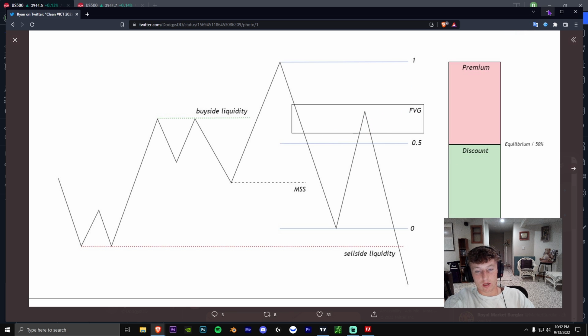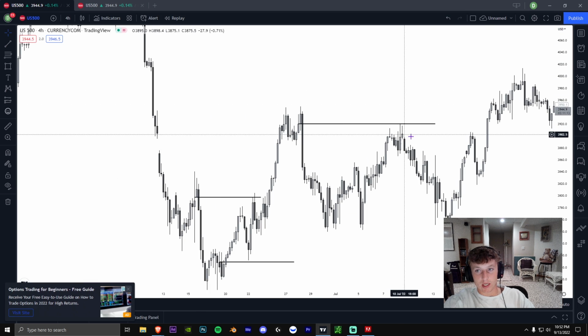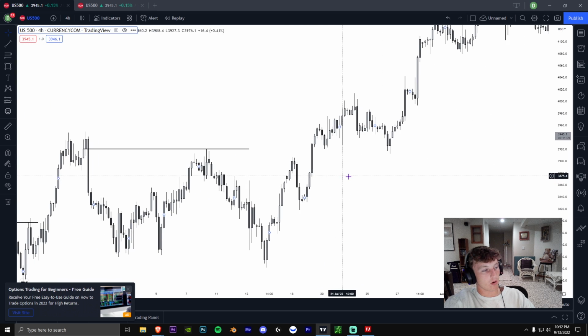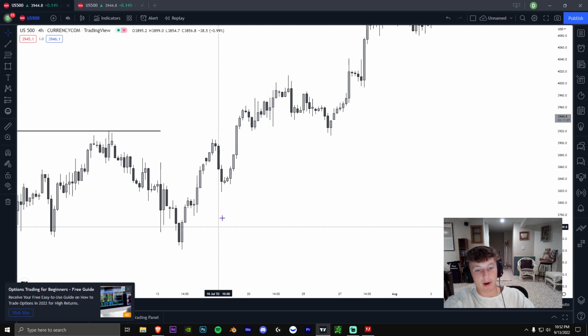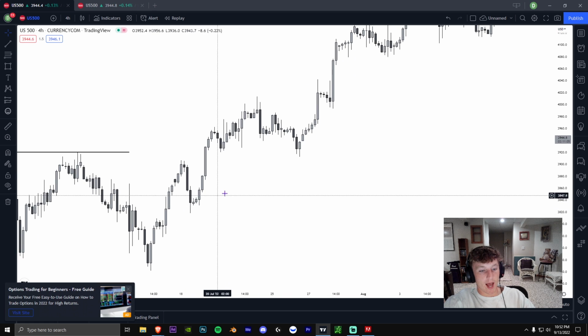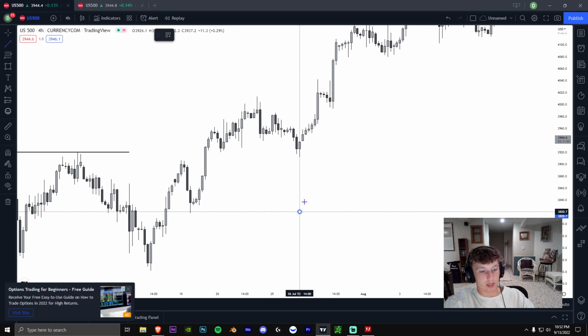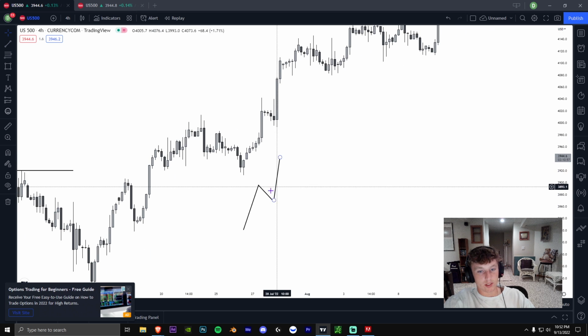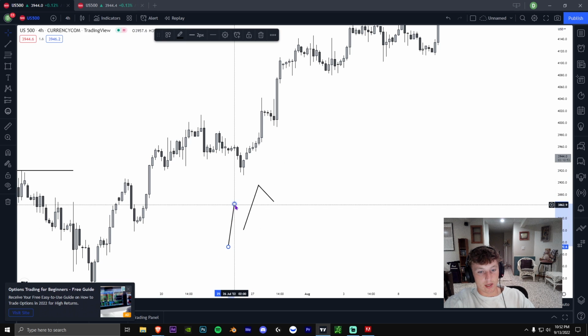So what does this mean? Basically, understanding market structure is going to be the first thing you want to understand. So hopefully you guys understand that. Basically what market structure is, if we're creating higher highs and higher lows, that means we're in an uptrend. So boom, boom, boom, this is an uptrend, higher highs, higher lows. And then same thing goes for downtrend.